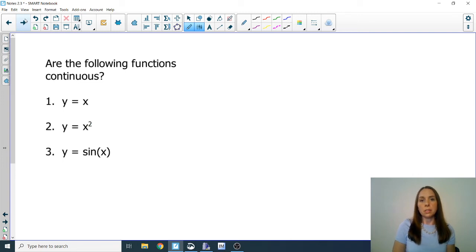Okay, the next thing that I want to discuss with you are a couple of important theorems now that you know continuity. This is not in the notes packet that you have. However, before we jump into properties and theorems, I want you to take a look at this question and these three functions.